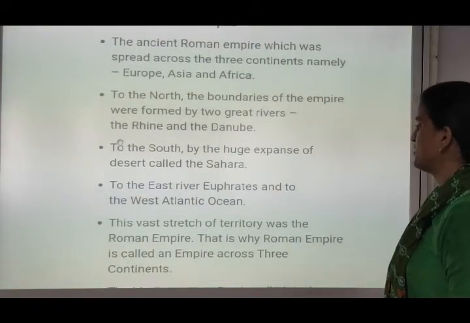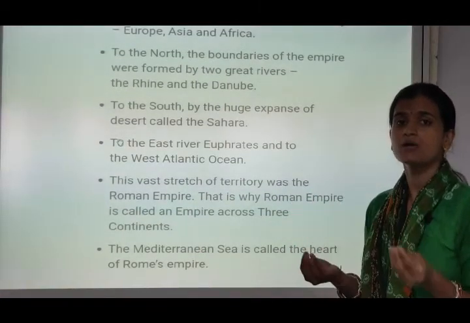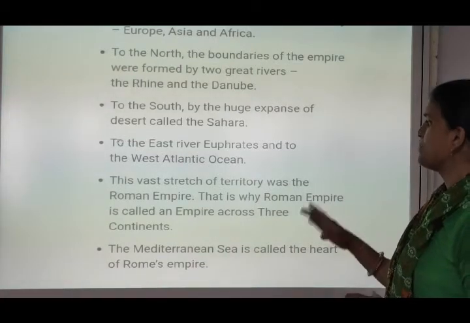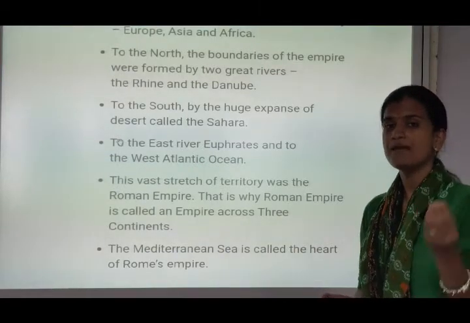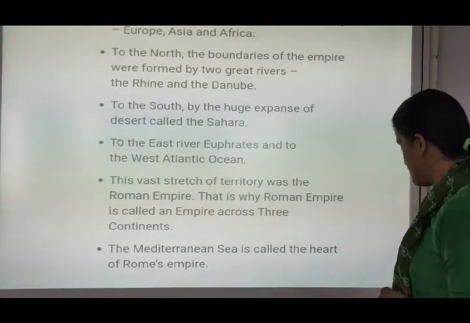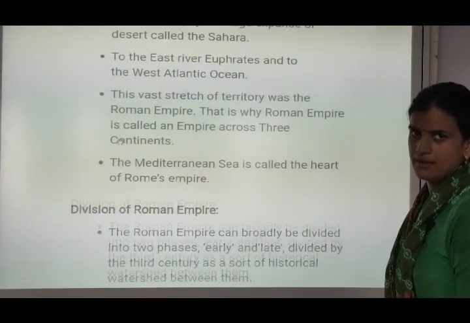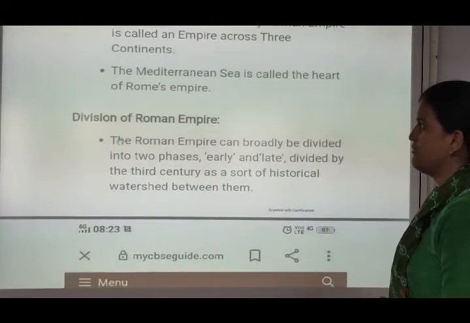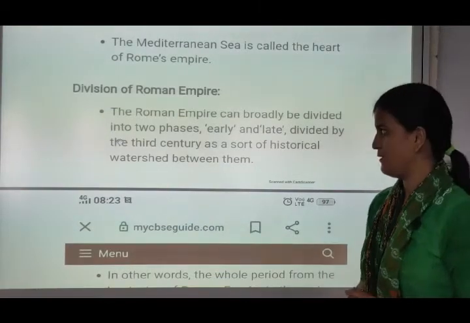This vast stretch of territory was the Roman Empire. Covering all these boundaries and spreading across the three continents, this was called the Roman Empire. That is why it is called an empire across three continents. The Mediterranean Sea is called the heart of Rome's empire. The Roman Empire had this main sea, the Mediterranean Sea, which was also called the heart of the Roman Empire.